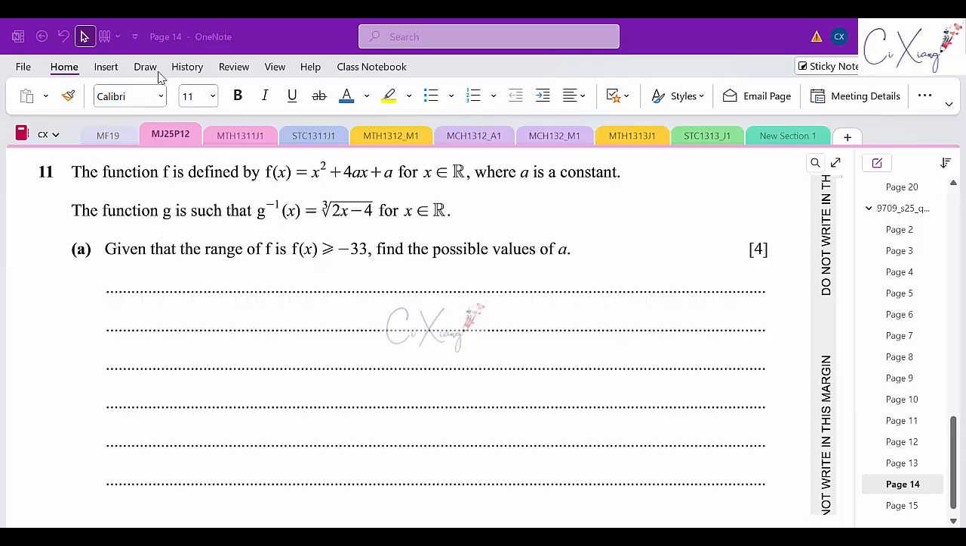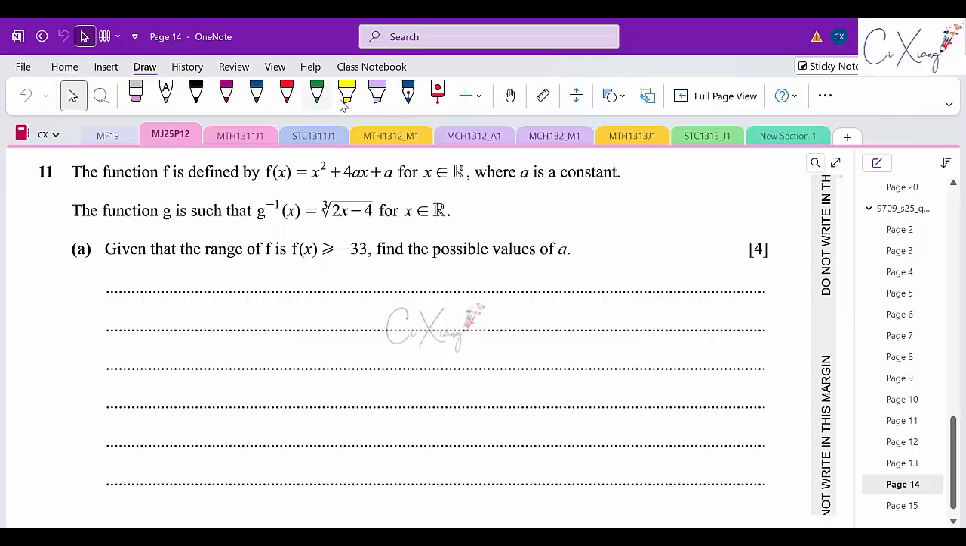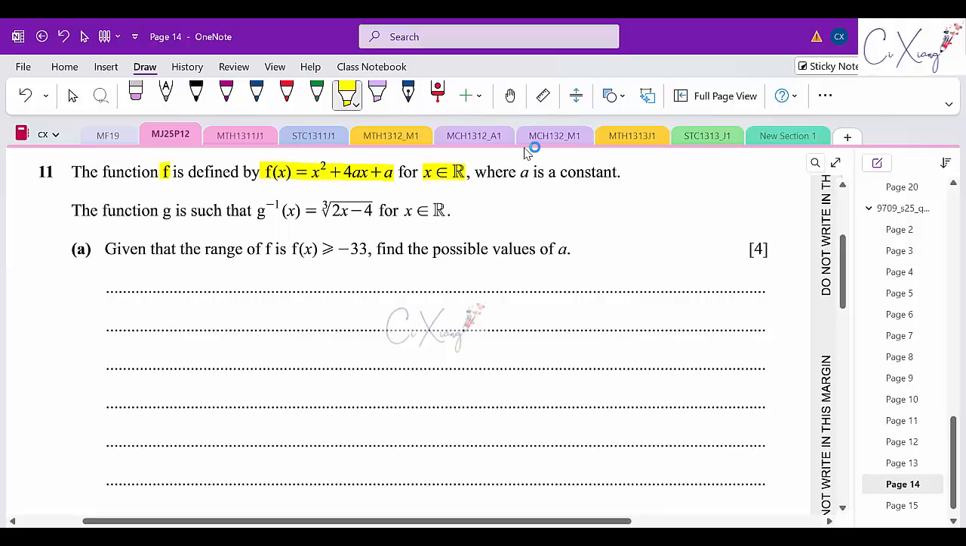Okay, we are now at the very last question for this paper. The function f is defined by this one, for x any real number, where a is a constant, and we are also given the function g, but they give us the inverse function of g. Given that the range of f is this one, find the possible values of a.